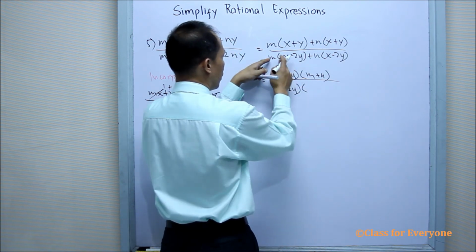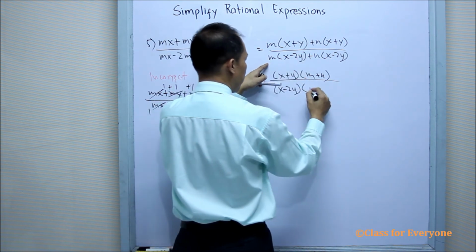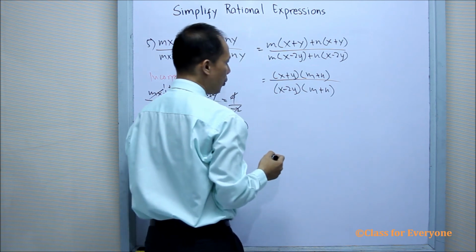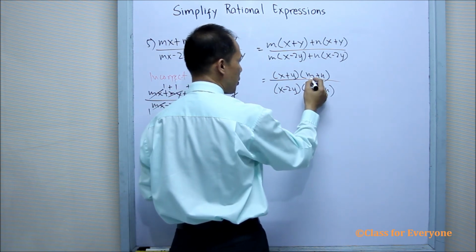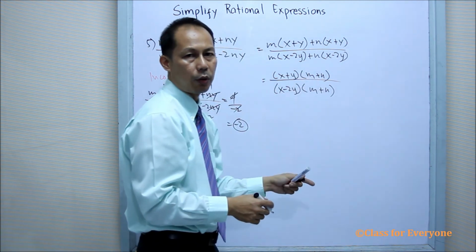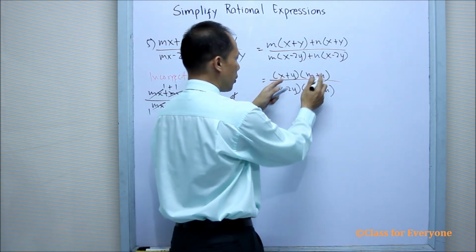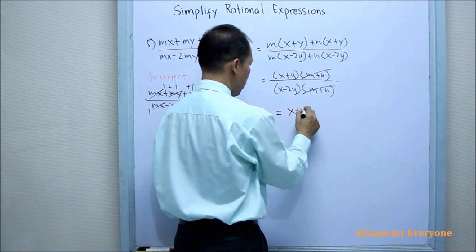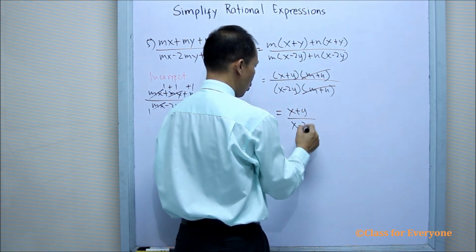And then, what remains in the first term is m plus n. Notice that there is a common factor of m plus n. This is the time that you're going to factor out because they are already factors. So what remains will be x plus y over x minus 2y.